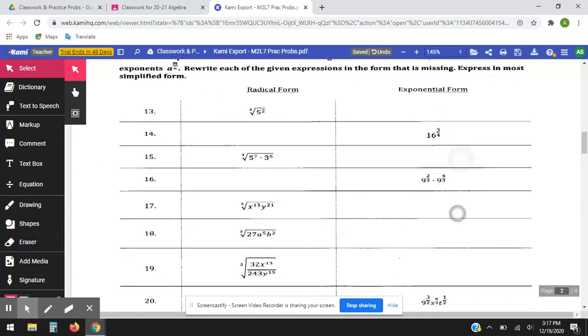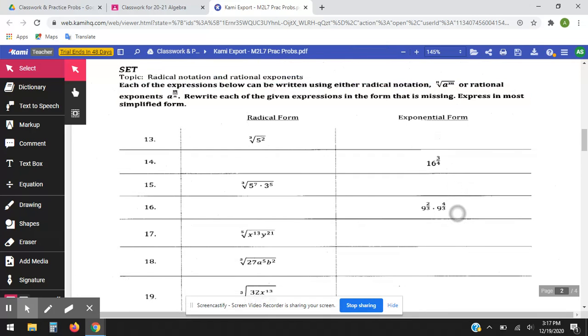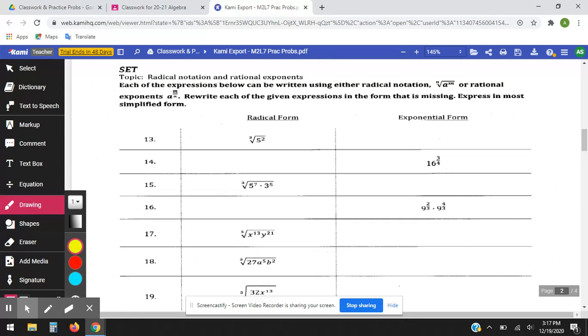The second page is the main one I want to focus on. So this is what we talked about in the lesson, how to convert these back and forth. Now, some of these are simplified, some of them are not. We want to go back and forth from radical notation, so that's with our roots, or rational exponents, and that's with the fraction as the exponent. So we want to rewrite each of the given expressions in the missing form. So sometimes it's radical, sometimes it's exponential, and then express in the most simplified form.